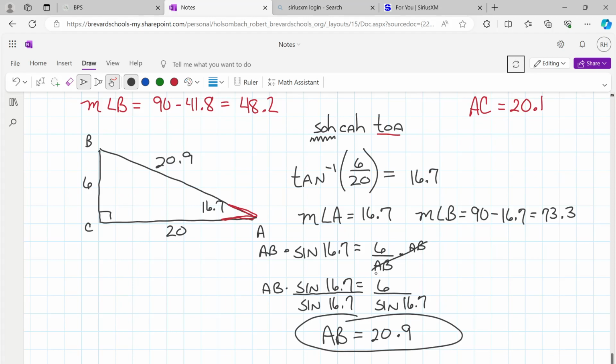All right, and again, we solved the triangle. We found the two acute angle measures, and we found the third side length. So again, when we're finding angle measures, we're using inverse sine, cosine, tangent. When we're finding side lengths, we use regular sine, cosine, and tangent. All right, so any questions on that new bit of information today?